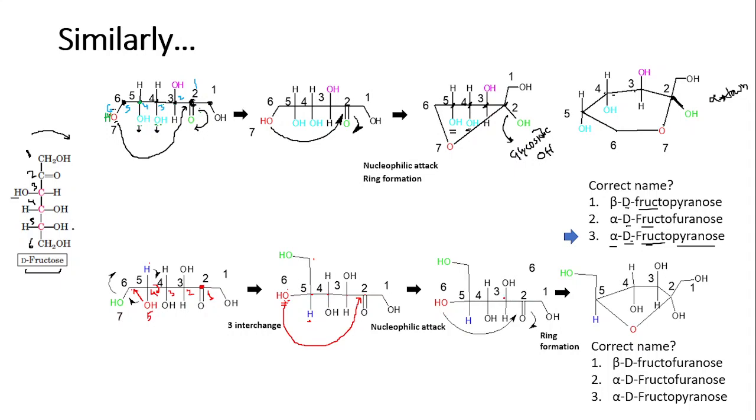Now all other chiral carbons, their orientation will remain the same. So position number 3, OH is pointing up. In position number 4, OH is pointing down. Position number 5, CH2OH is pointing up.